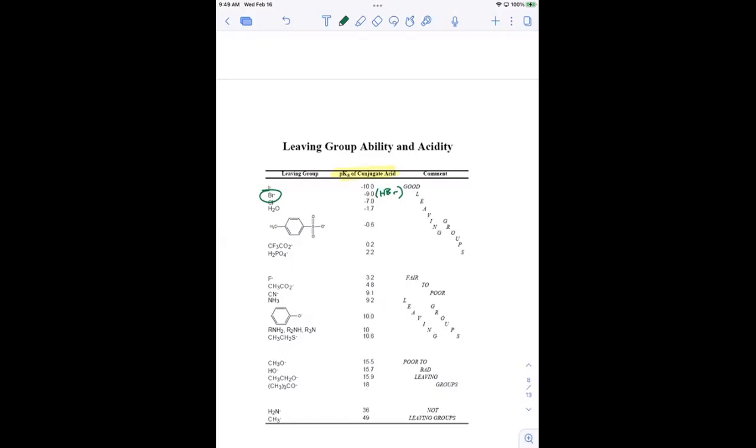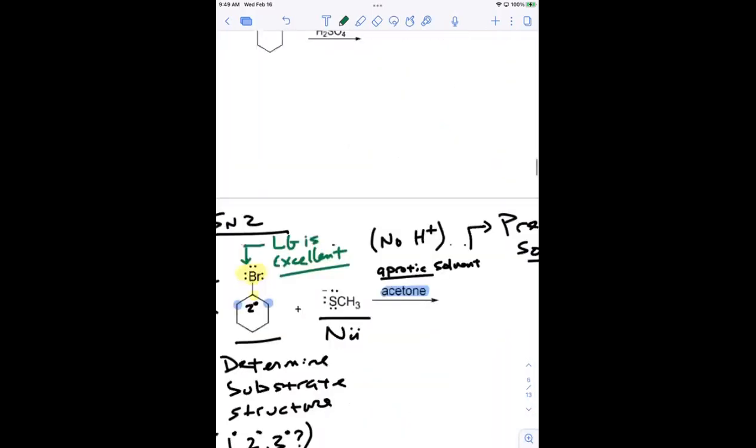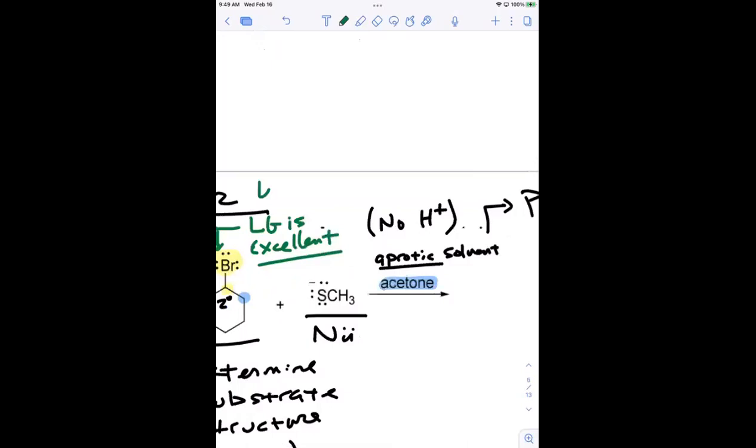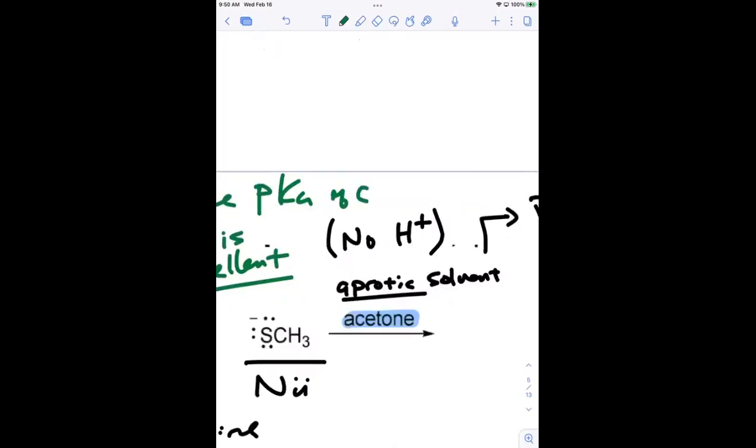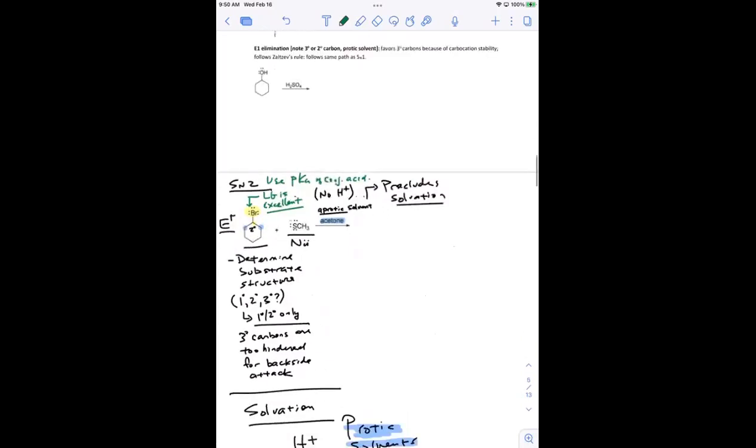If the conjugate acid of the leaving group has a low pKa, we know it's a good leaving group, and it can stand to be by itself when it leaves in the reaction. All right, so that's how we can determine that. We look at the pKa of the conjugate acid. So I'm going to write that in here. We use the pKa of the conjugate acid to tell us how good or bad a leaving group is. There are only a couple of other things we need to talk about with this reaction.